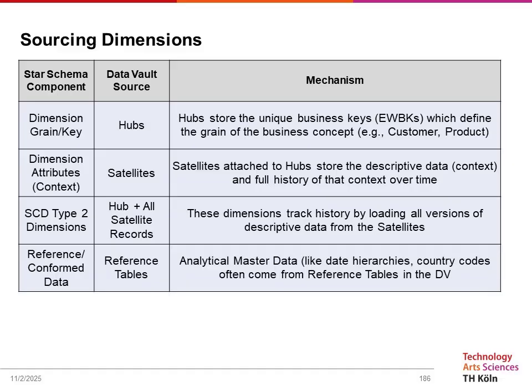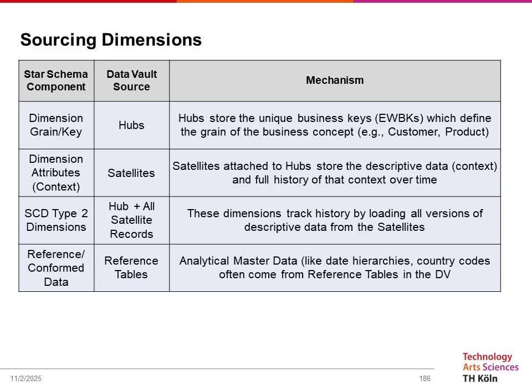And if I need SCD type 2? Then you'll typically query all the historical records from the relevant satellites for that hub, using the load dates in the satellites to construct the valid from and valid until periods in your dimension. Got it. Hubs give the key, satellites give the context and history.